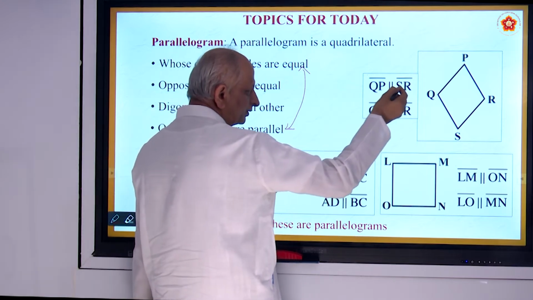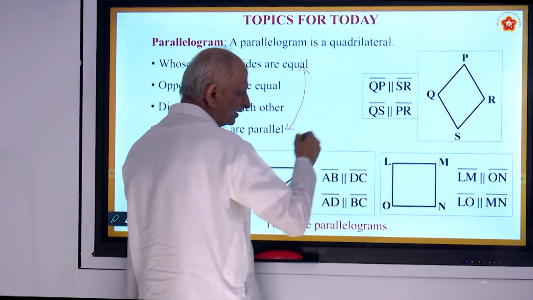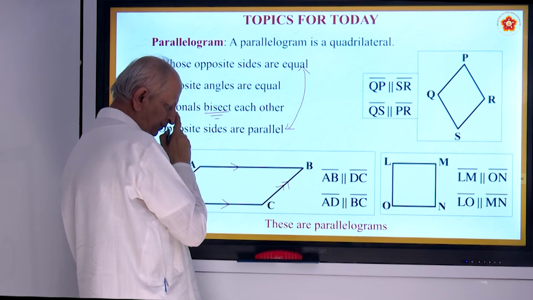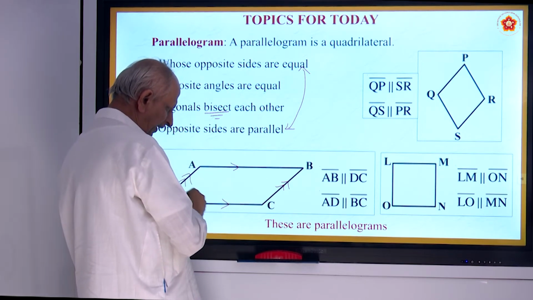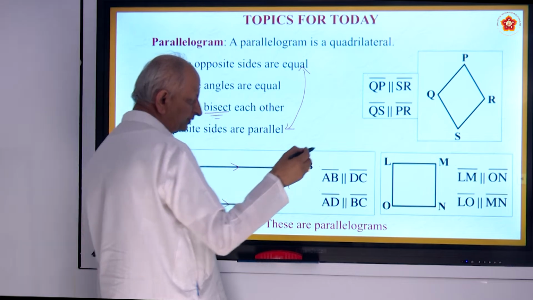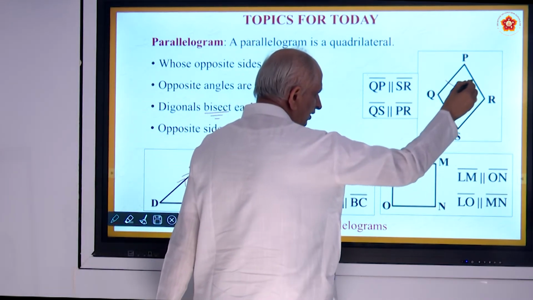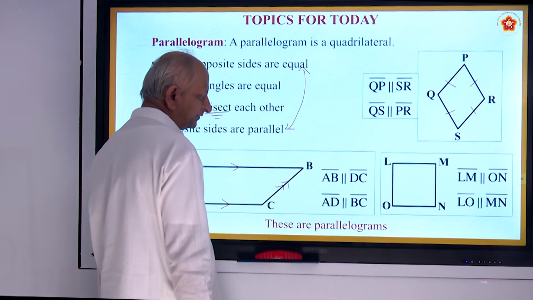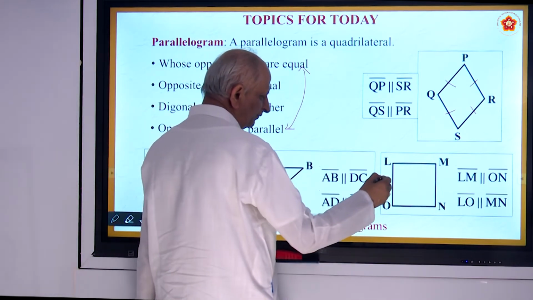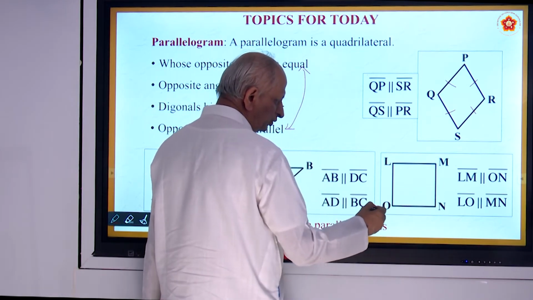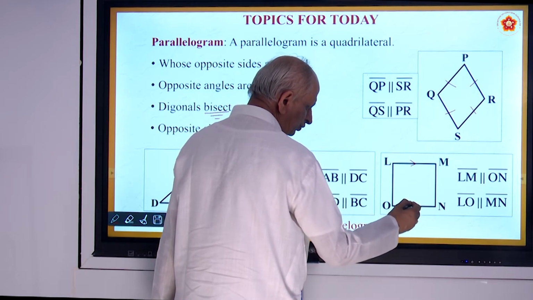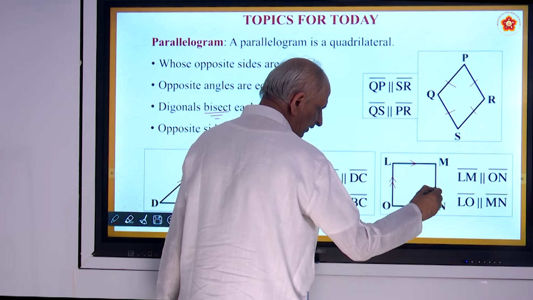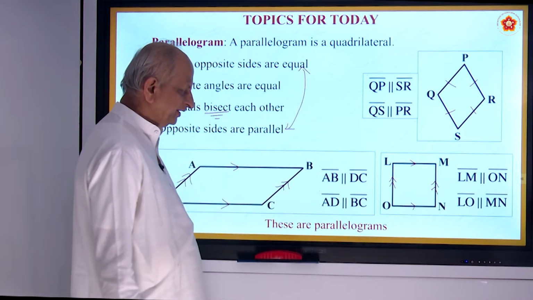Similarly, all rhombuses are parallelograms, but all parallelograms are not rhombuses, because in a parallelogram, all the sides are not equal. Here all the sides are equal and diagonals bisect at right angles. So if the square is LMNO, LM is parallel to NO, LO is parallel to MN. So, opposite sides are equal and parallel.